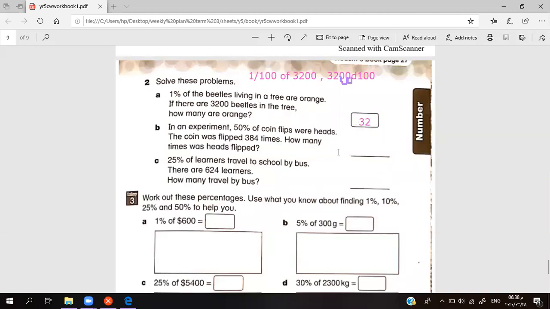Can you please make B and C for me? Pause, make B and C, and then unpause to see how it's done.